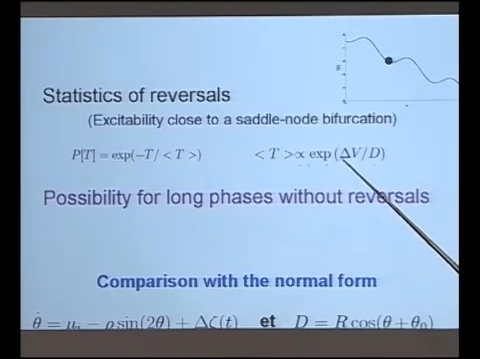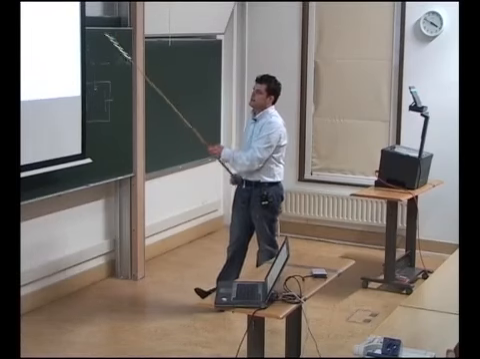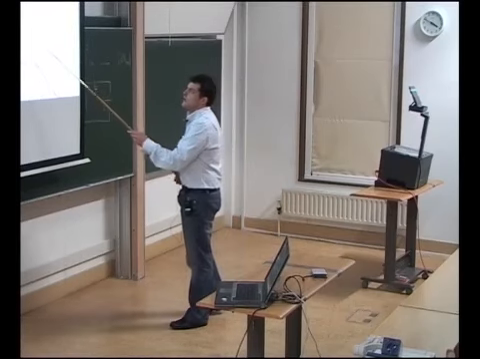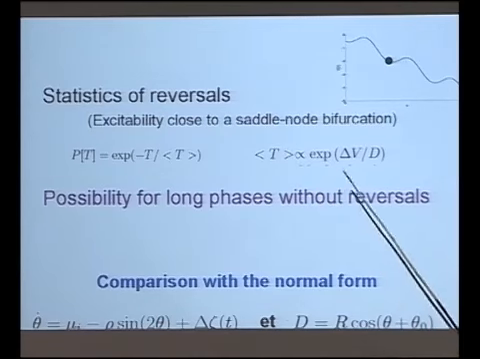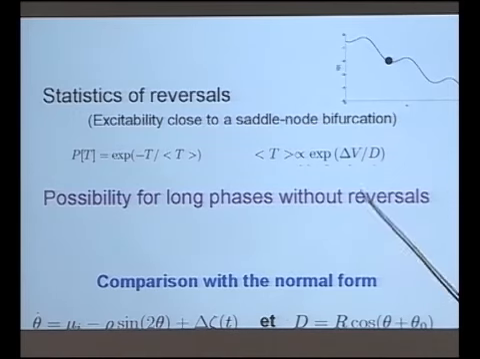You know that this is distributed exponentially with some characteristic time, and that for the normal form you can calculate this characteristic time. It depends exponentially on the difference of energy between the minimum and the maximum of the potential, and D is the noise amplitude.